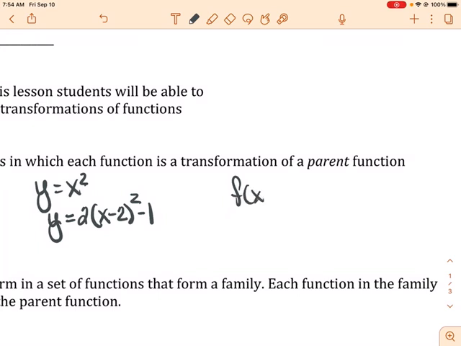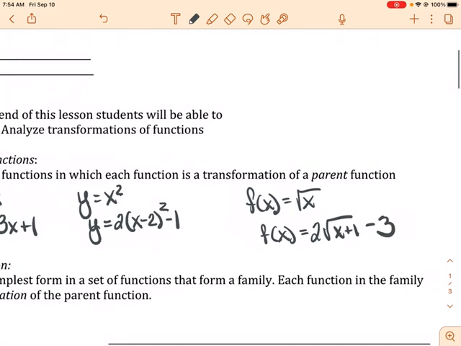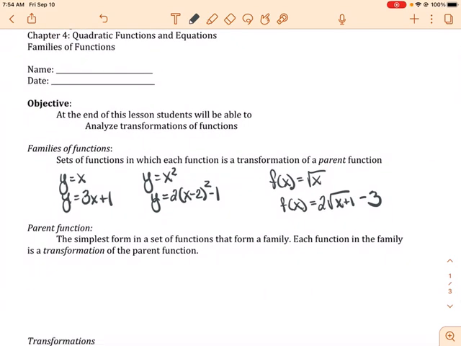And the same when we talk about polynomials, or square roots. Let's say f of x, remember f of x is the same as y, might be the square root of x. So a part of that family might be f of x equals 2 times the square root of x plus 1, minus 3. So they're all along the families. You have what is called the parent, and then you have all these transformations that occur to the parent. The parent is the simplest form in the set of functions that form the family. Each function in the family is a transformation of that parent.